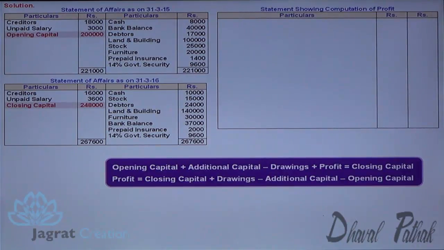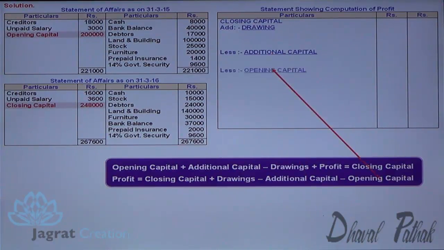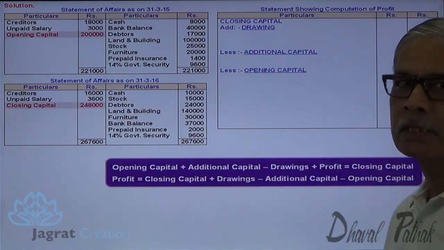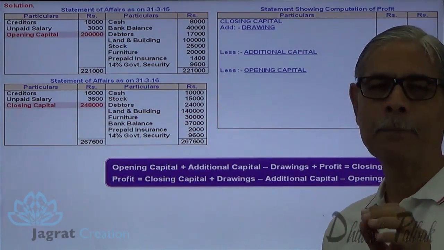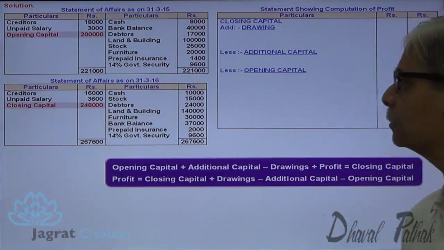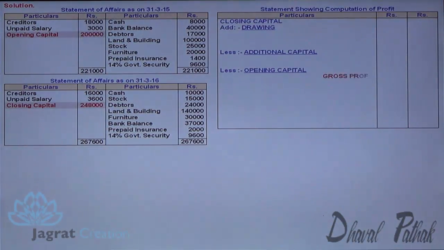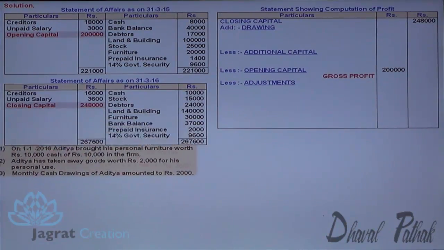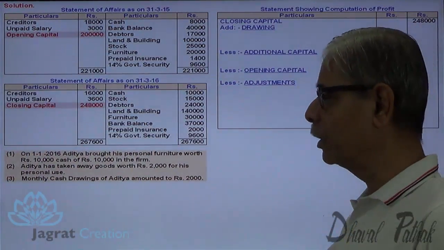In light of this formula, I want to find out the profit, so closing capital plus drawings minus additional capital minus opening capital. This is the formula on the basis of which the profit is being found out. The profit is subject to adjustment. After adjustment, I shall find out the net profit. Now, closing capital, opening capital.